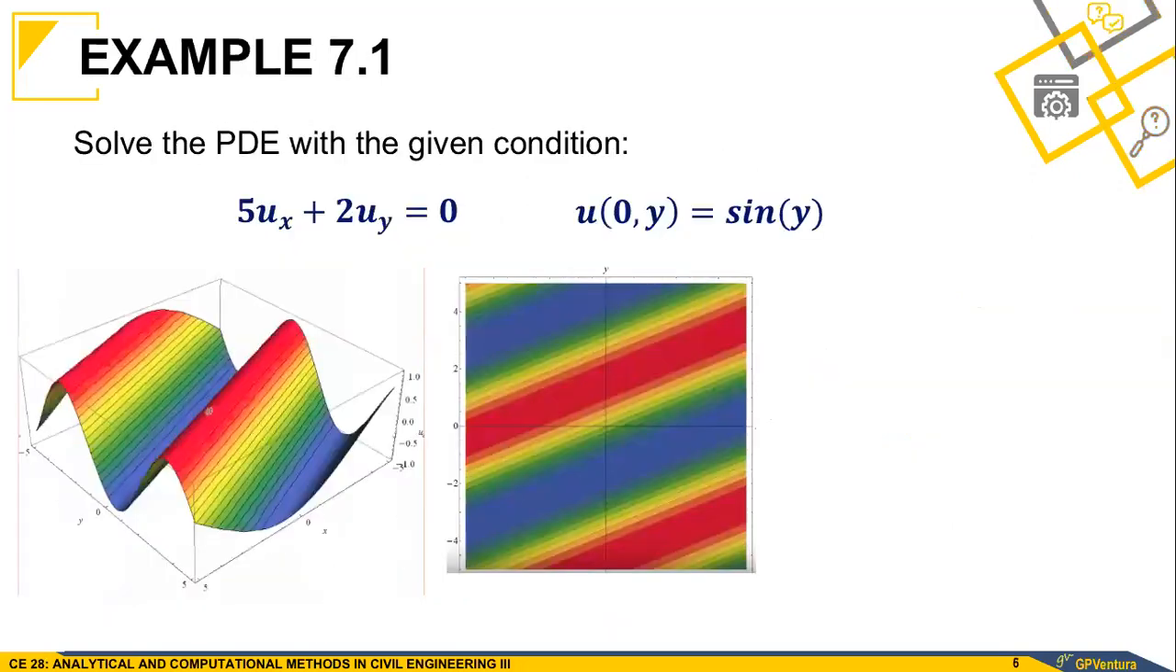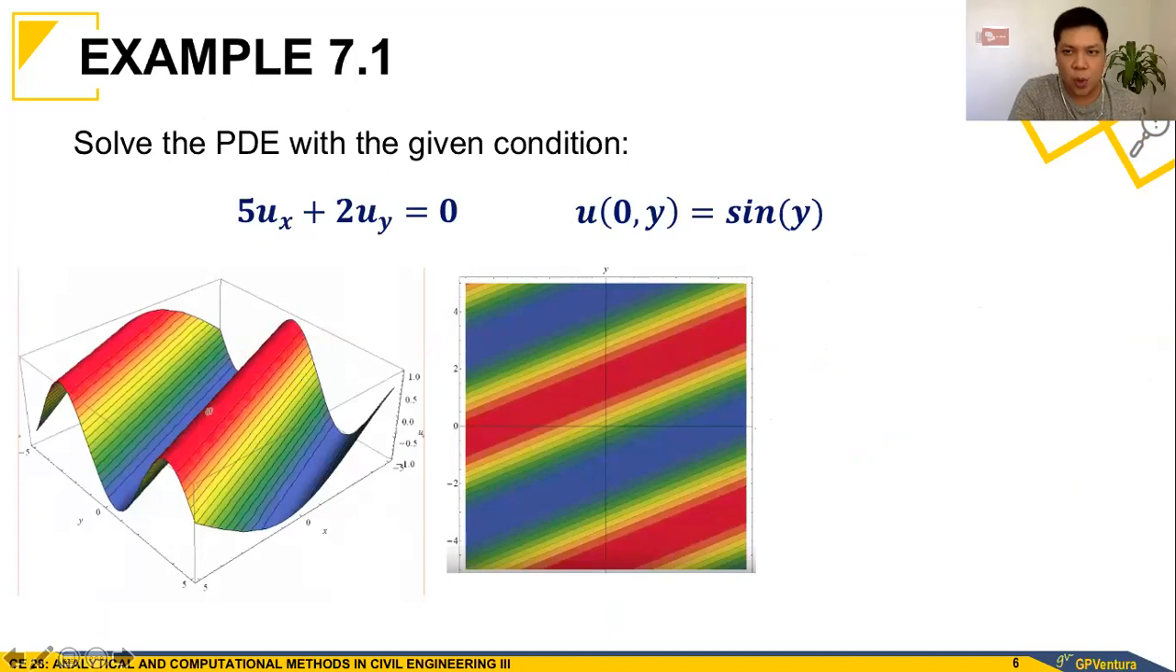Now, let's try to solve this example. This is example 7.1 in our lecture slides. We're being asked to solve the partial differential equation with the following condition. So our problem is 5ux plus 2uy is equal to 0, imposing an initial condition u(0,y) is equal to sine y. So again, just as a visual cue for this problem, this is the problem we are solving. Let's look at this.